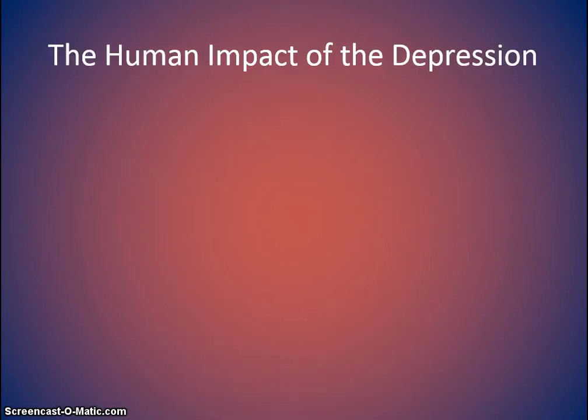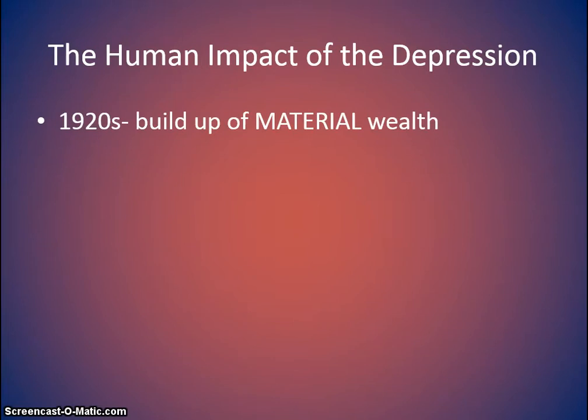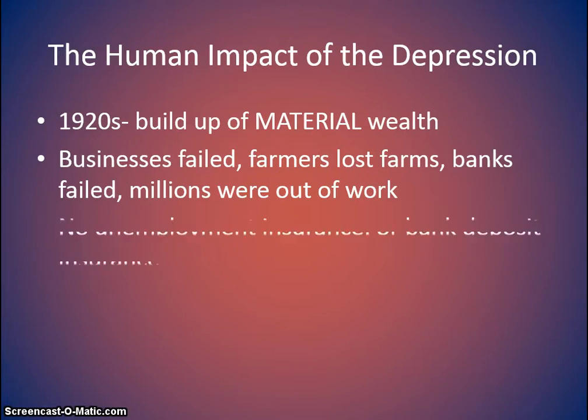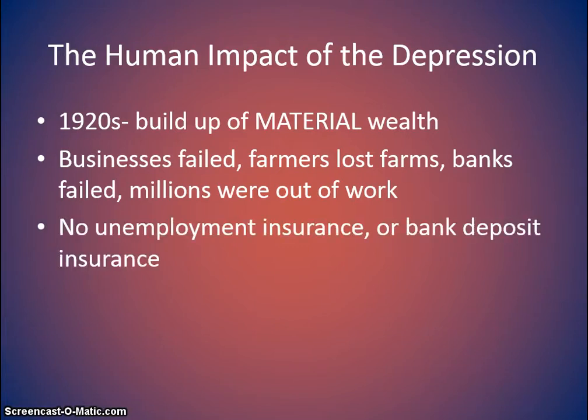Now, the human impact of depression: in the 1920s, you have the buildup of material wealth. We saw the 1920s where people wanted the best and finest things, the new technologies, and they were buying a lot of things on credit, money that they didn't have. Businesses failed, so farmers lost their jobs or farms, banks failed, and millions were out of work. No unemployment insurance or bank deposit insurance, right?